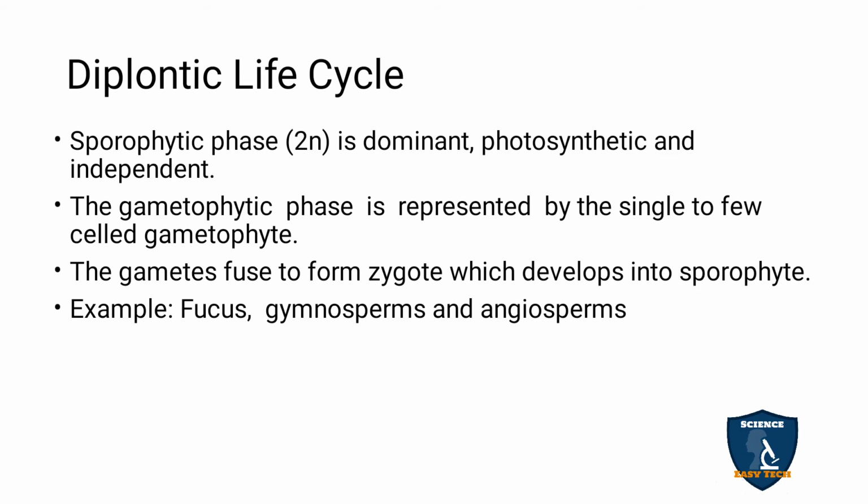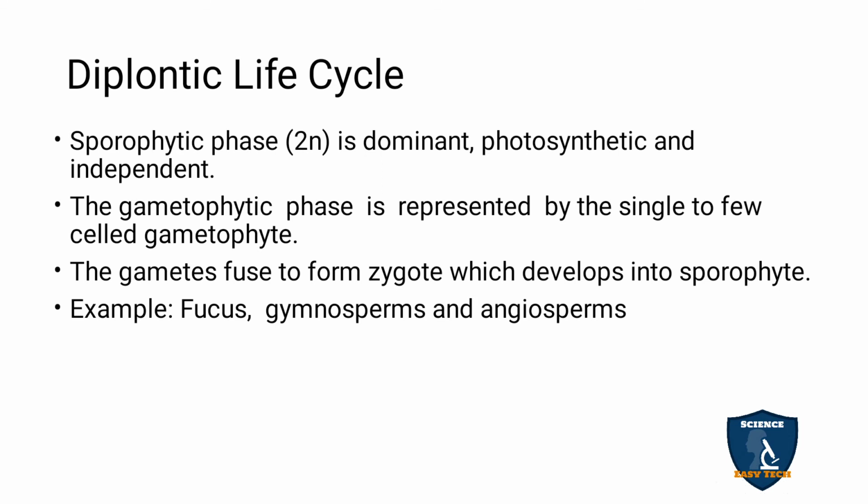Next is the diplontic life cycle. The sporophytic phase is dominant, photosynthetic and independent. The gametophytic phase is represented by single to few celled gametophytes. The gametes fuse to form the zygote, which develops into the sporophyte. Examples are Fucus, gymnosperms and angiosperms. Diplontic means the diploid phase, that is the sporophytic phase, is dominant and the gametophytic phase is not as dominant as the sporophyte. So it forms the zygote, that's all.